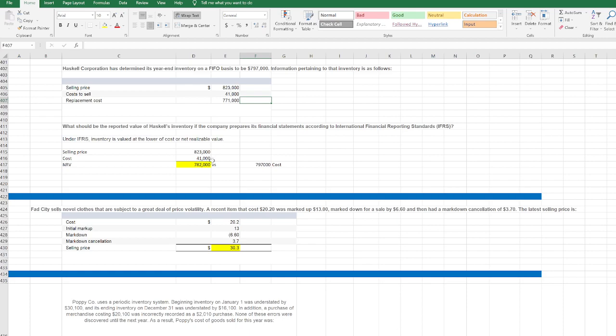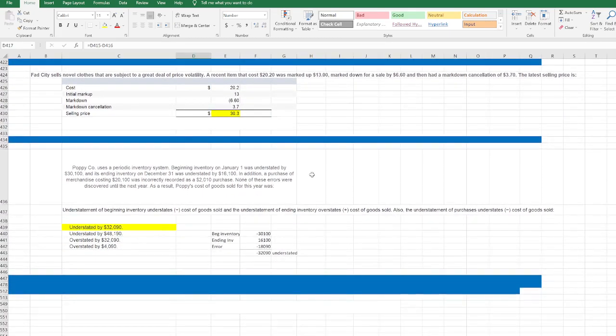So we take selling minus cost is 782. That's the net realizable value versus the cost, which is 797. So we take the lower of those two. If we're reporting for IFRS, we would report 782. All right. Two more and we're done.